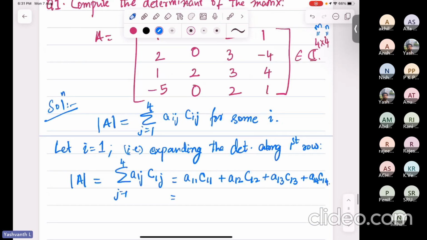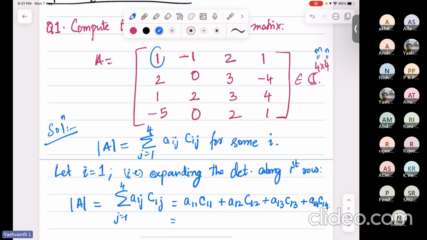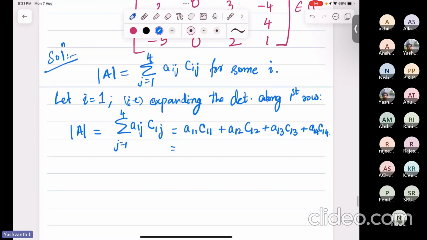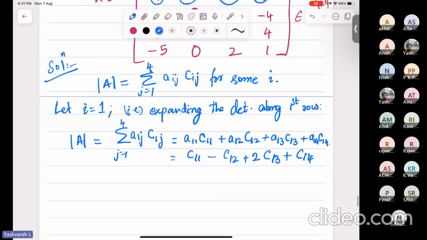Now just substitute the values for a11, a12, a13 and a14, which are 1, minus 1, 2, 1. That's nothing but c11 minus c12 plus 2 c13 plus c14.